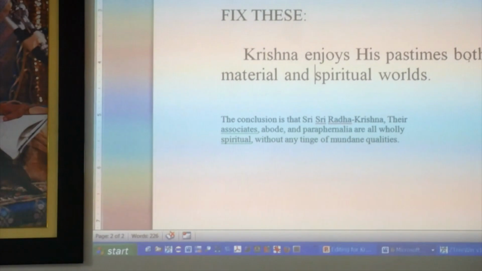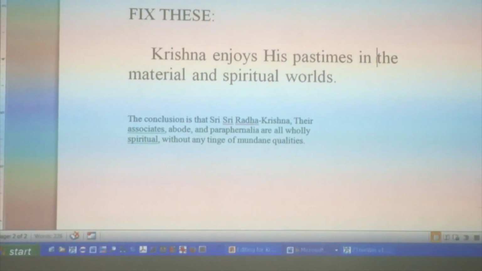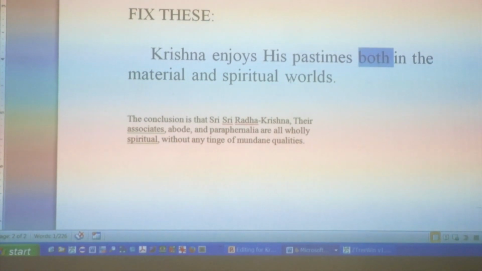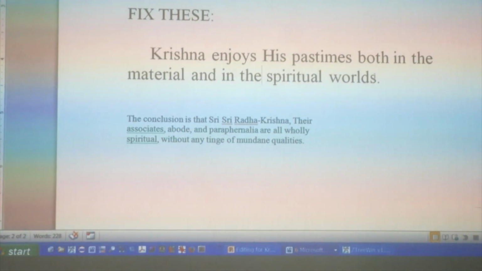Now it would work this way: in both A and B. But if I go back, then it should be both in the material world and in the spiritual world. Now my parts match, both in A and in B. Or alternatively, in both A and B. It's not a big deal, but I don't know where I'm going, and it leads to confusion.